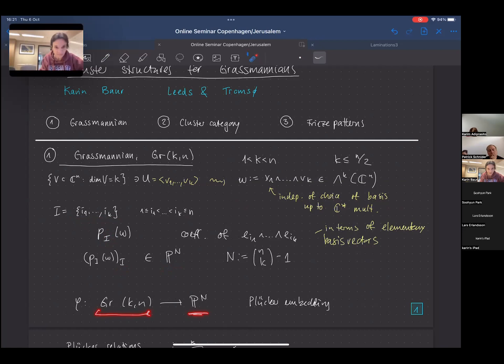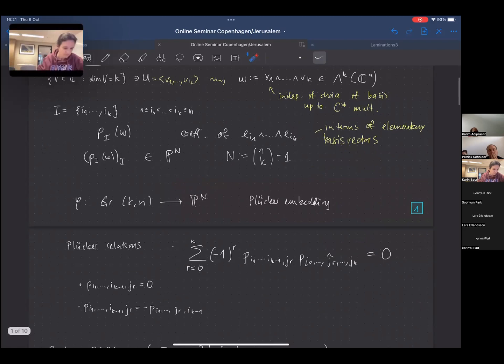That's a classical object in algebraic geometry from a long time ago. So this is an injective map. The image is not all of P^N, but there are relations satisfied by the image. And they are called the Plücker relations. So the image of phi satisfies these relations.